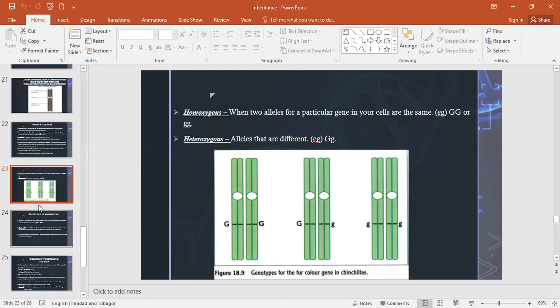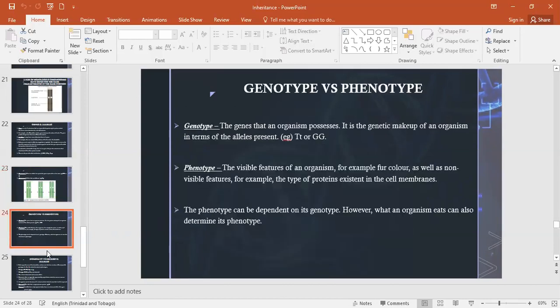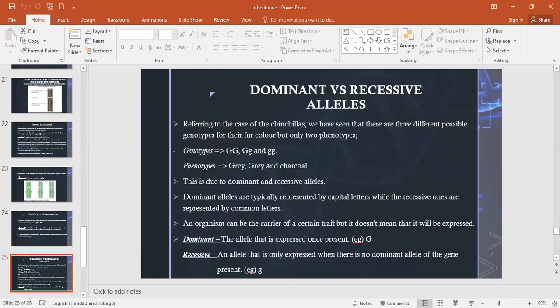So this is where we get to genotype, phenotype. Oh, here it is. Dominant and recessive. So dominant is the expressed gene, or allele, sorry, once it is present.